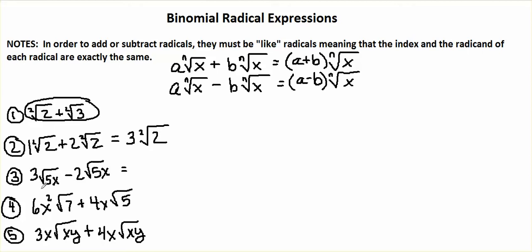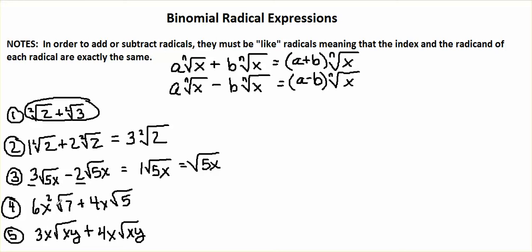So for our next example, we are looking at square roots again. So that's a square root and this is a square root, so our indices are the same. Let's take a look at what's under our radical. 5x and 5x. What's under our radical is the same. This is a subtraction, so we are going to subtract the numbers in front of our radicals. So 3 minus 2 is 1 square root of 5x. And we don't really need the 1 in front, so we could just write it as the square root of 5x.